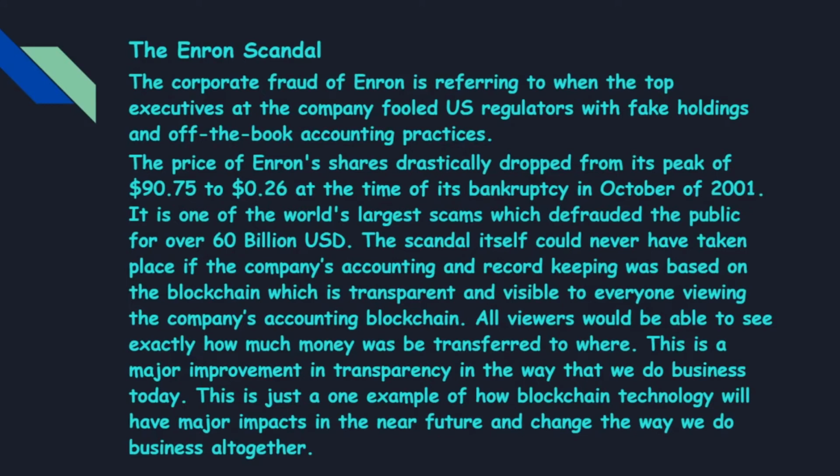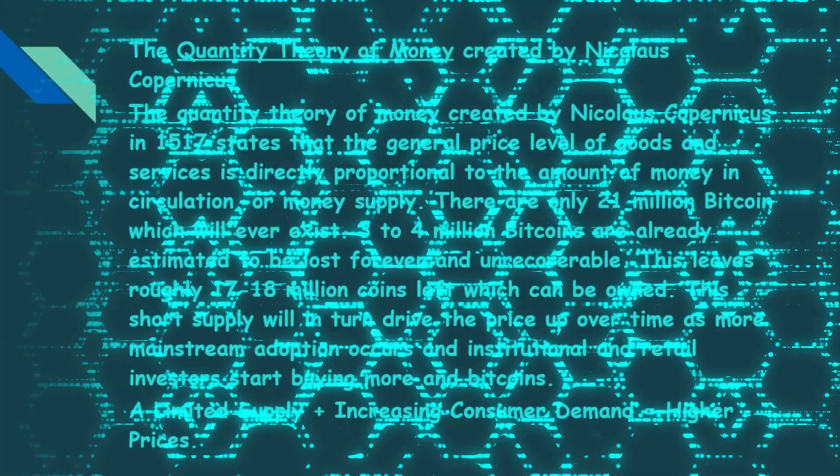The scandal itself could never have taken place if the company's accounting and record keeping was based on the blockchain, which is transparent and visible to everyone viewing the company's accounting blockchain. All of the viewers would have been able to see exactly how much money was being transferred and to where. This is a major improvement in transparency in the way that we do business today. This is just one example of how blockchain technology will have major impacts in the near future and change the way we do business altogether.